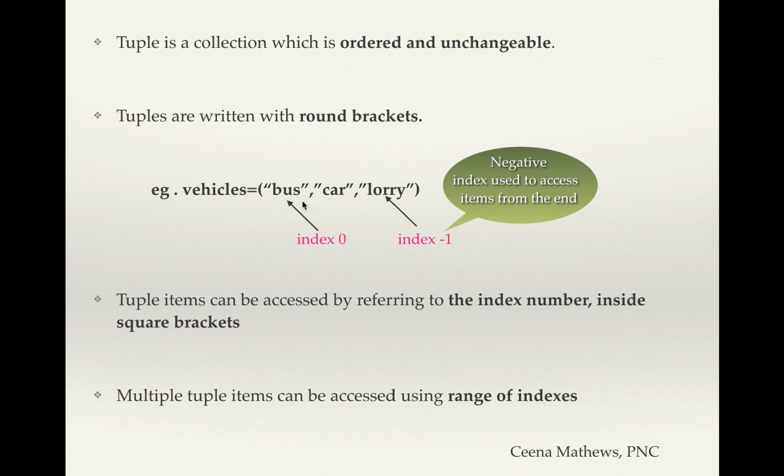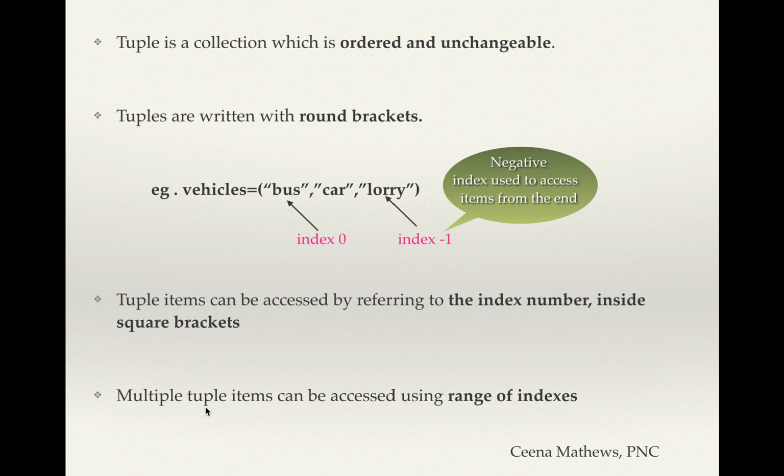The items can be accessed by referring to the index number, which is specified inside square brackets. For the first item in the tuple, the index will be 0, and the next item will have index 1, and so on. If we access the items from the end, a negative index is used. Lorry is the last item in the tuple, so it will have the index -1, the second item from the last will have index -2, and bus will have the negative index -3.